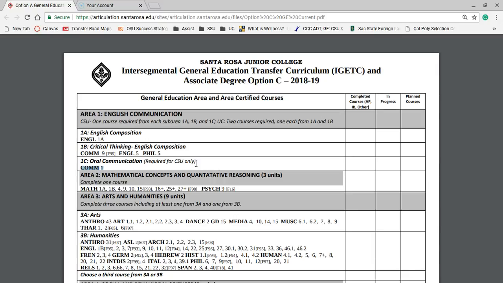Area 2 is the math. So same thing, math is determined by your major. So depending on your major will depend on what math you are taking, or if you are in a major that doesn't have a particular math requirement, then again, you can take whatever math is of most interest to you, okay?